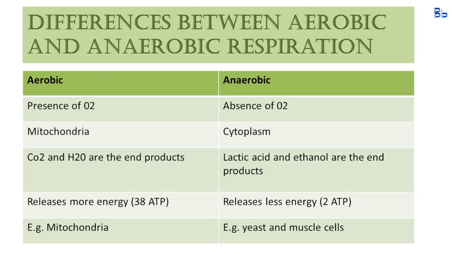Aerobic respiration releases significantly more energy, around 38 ATP molecules per cycle, when compared to just about 2 ATP molecules in anaerobic respiration. So the energy from anaerobic respiration is much less than from aerobic respiration. And we already know the examples where aerobic and anaerobic respirations are taking place.